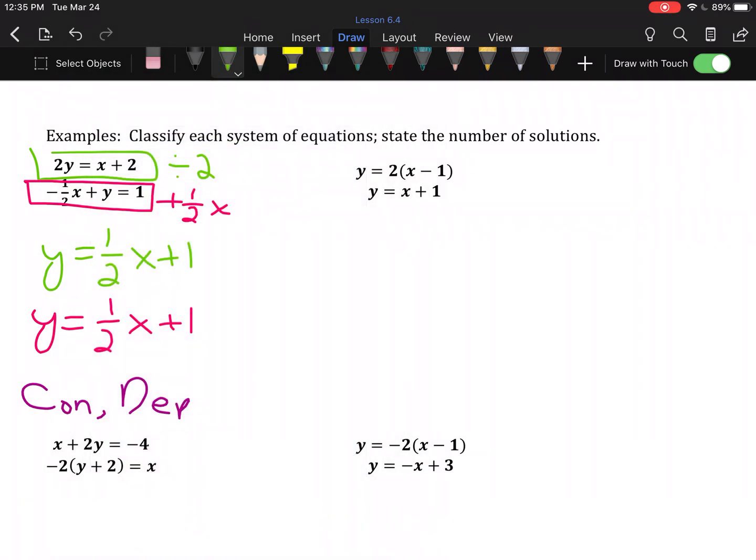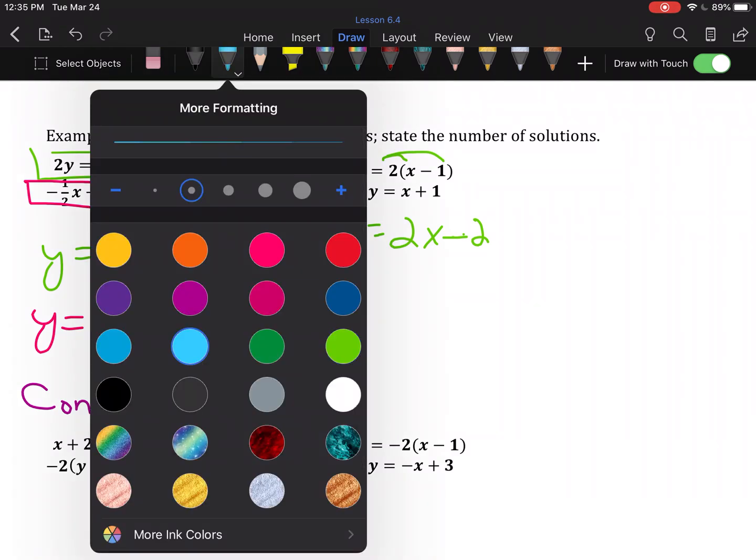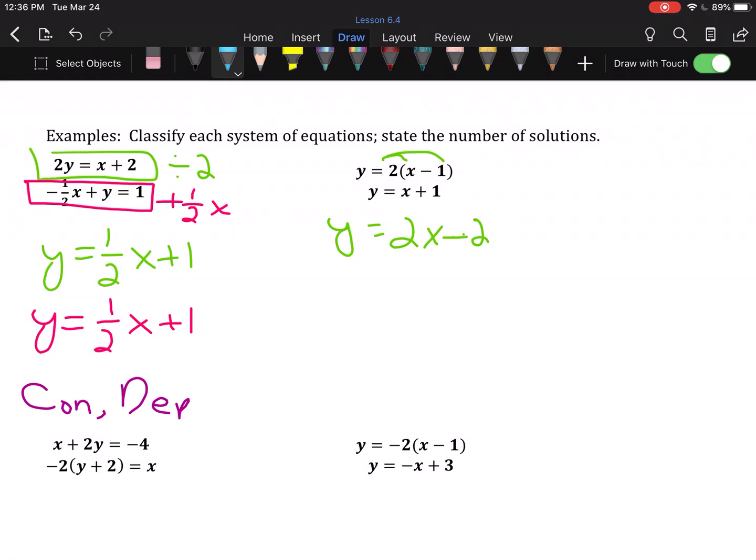For this next example, all I need to do is distribute here so that I have both equations in slope-intercept form, because the bottom equation is already in slope-intercept form. So the first equation truly has a slope of 2. The bottom equation has a slope of 1. Different slopes means they intersect once, guaranteed. And that's all I'm asked to do here. I'm not asked to solve, I'm asked to classify. So, different slopes, that means they touch once. That means they are consistent and independent.